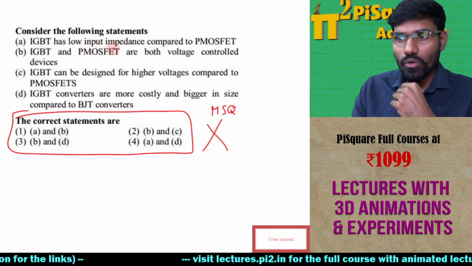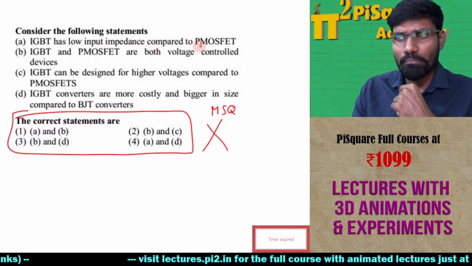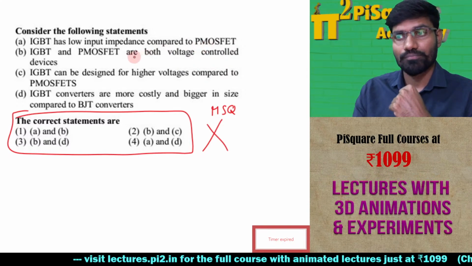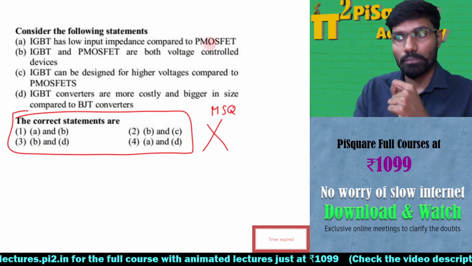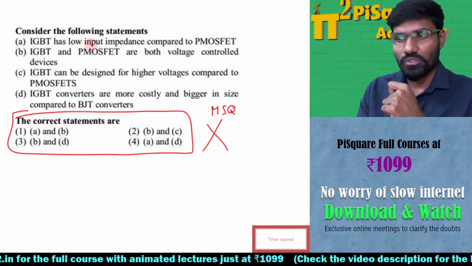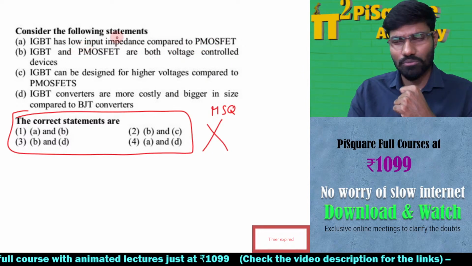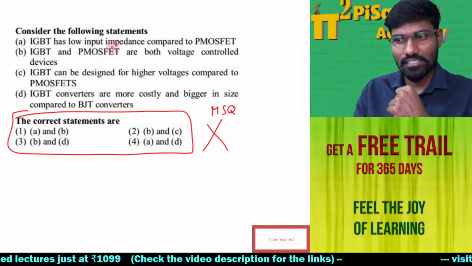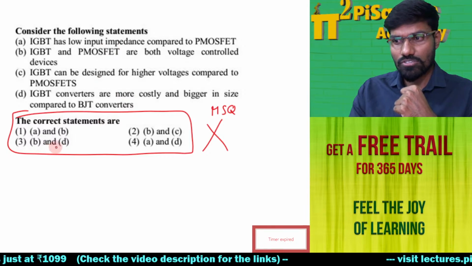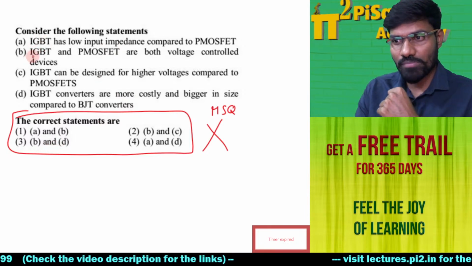IGBT has a low input impedance compared to P MOSFET. IGBT is having low input impedance compared to P MOSFET. No, it is having high input impedance, right? It won't have low input impedance. It is also taking less current. Okay, so let's go to the next statement.